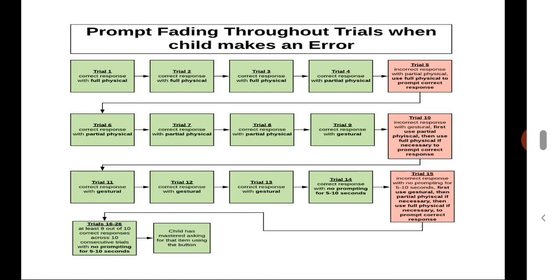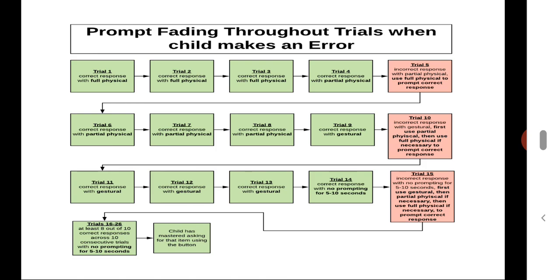So trial 11, 12, and 13, great, they did it. Awesome. So we're going to fade out the gestural prompting for trial 14. So they get the correct response with no prompting for 5 to 10 seconds in place. That's great. Then trial 15, oh, nope, they didn't respond correctly when there wasn't any prompting within that 5 to 10 second time frame. So first, we're going to try to use a gestural prompt to prompt the correct response.